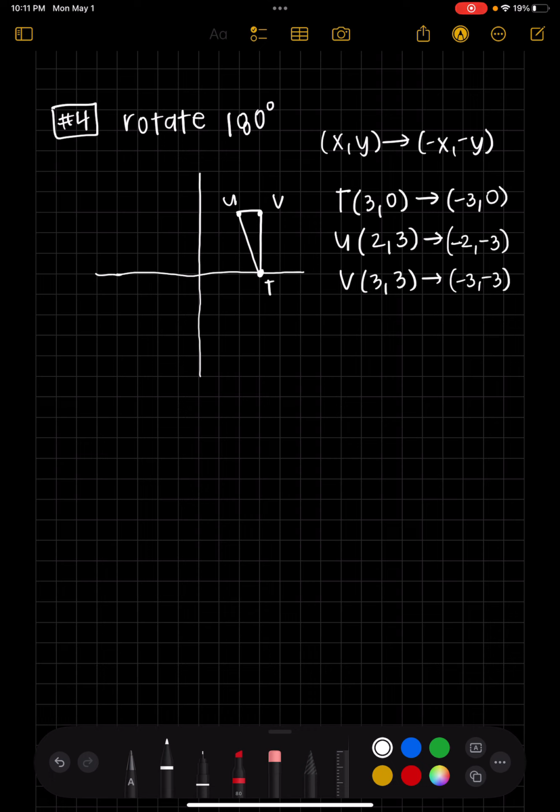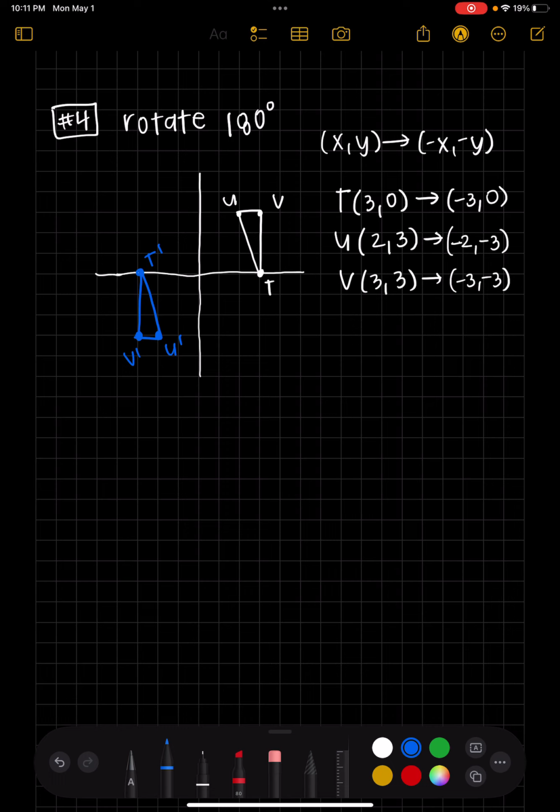Now let's plot these points. So (-3, 0) will go right here. So that's my new T. Then (-2, -3) will be right here. So that's my new U. And then (-3, -3) is right here. So that's my new V. And now let's just connect the points. And there we have it.